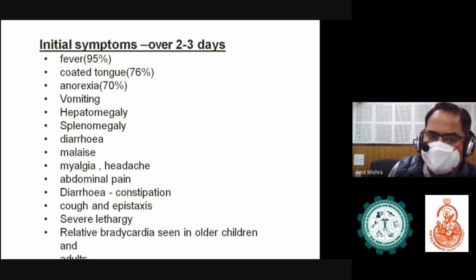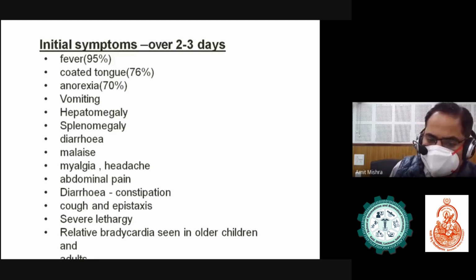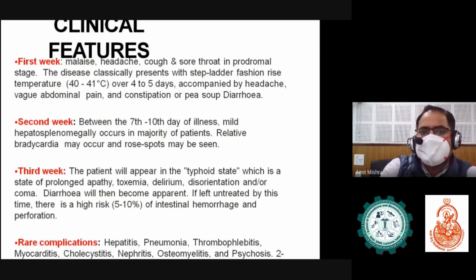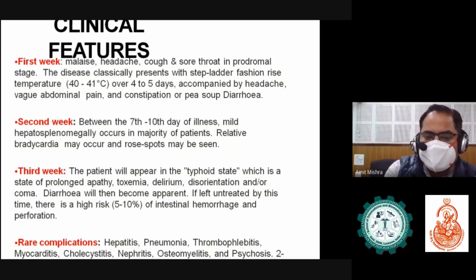Other symptoms are vomiting, hepatosplenomegaly, diarrhea, malaise, myalgia, headache, cough, epistaxis, and severe lethargy. Relative bradycardia can be seen. The most important is the fever with coated tongue. In some cases, we can also get salmon colored rashes. These are the clinical features which we get in the first, second, and third weeks.